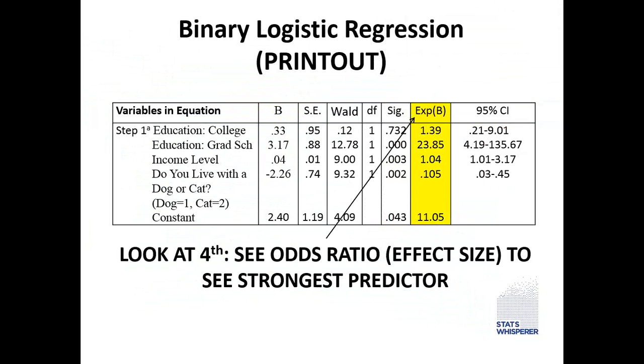Another thing to note is income level. Now remember, income is continuous. It's a continuous predictor. And in a binary logistic regression, you can't interpret the odds ratio the same way in terms of being more or less likely, like the categorical predictors. So you could report the odds ratio of 1.04, but it's not interpreted in the same way.